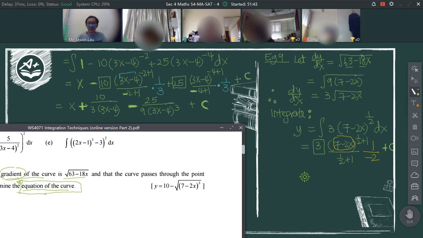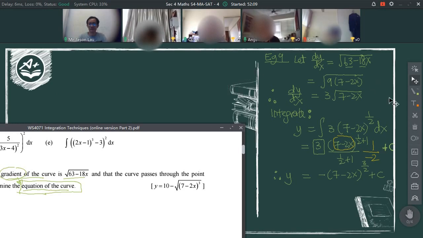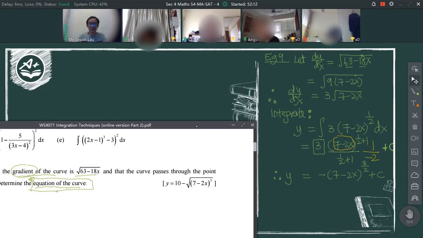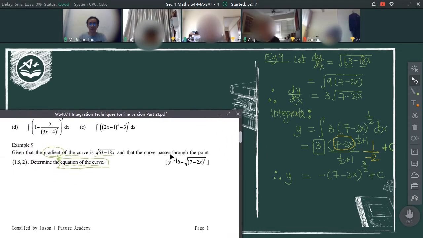Okay. Yeah, so after that, you just do your mathematical simplification here. 3 over 2, 2 over 3, so it's negative. Yeah, so your y will be this expression with the c. Then we are going to find c. Yeah, to find c, we use the information. Let's make this smaller a bit. The curve passes through the point (1.5, 2). So we just sub in 1.5, 2.